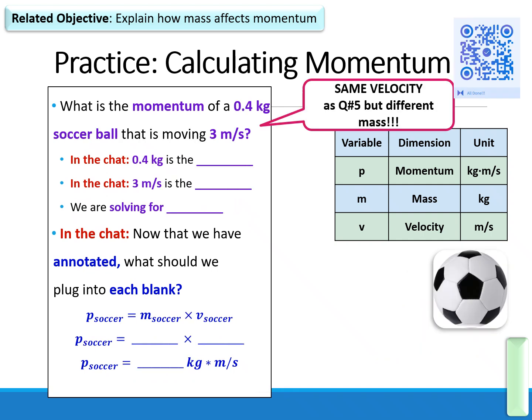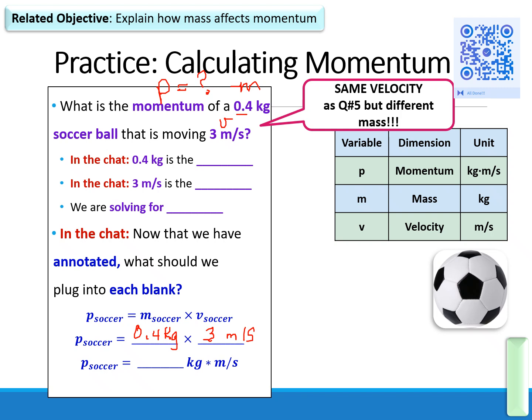Okay. So now we've got another question. This time we've got a soccer ball. Again, we are solving for momentum, but the mass is smaller. Look, it's only 0.4 kilograms, right? But the velocity is the same as the bowling ball, okay? So this time I have 0.4 kilograms times the velocity of 3 meters per second. So this soccer ball is moving forward just like that bowling ball did.